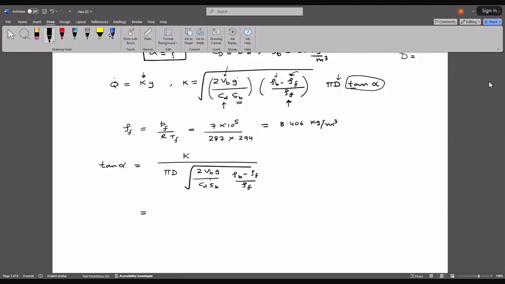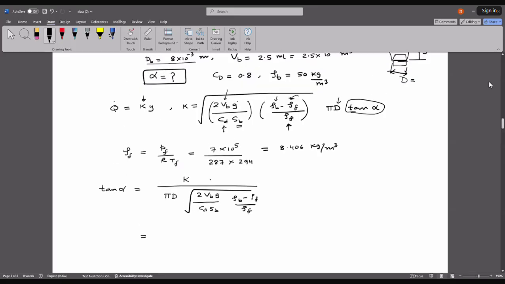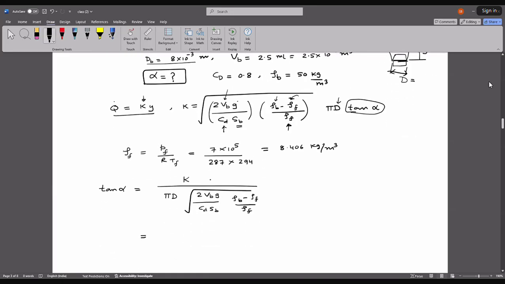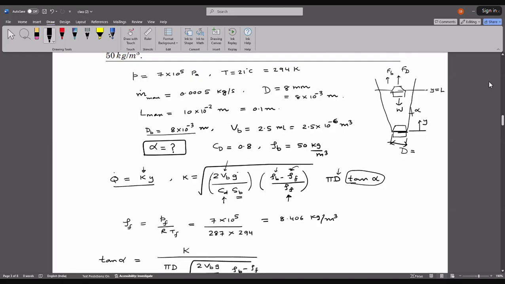K is, so this K we do not know, but we know that Q is K into Y. That we know. So now, what is K? K is a constant of proportionality that relates flow rate with the displacement of the bob.